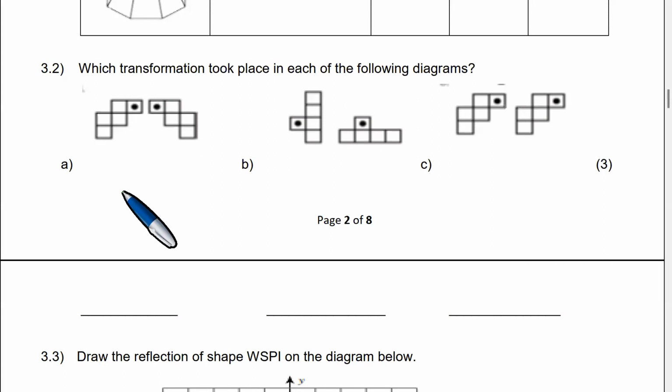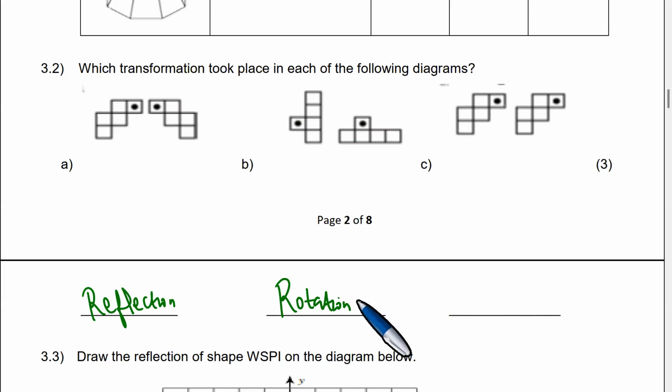Is it reflection? Excellent. It's called a reflection. This one. So rotation. Excellent. So it's just a rotation like that. Just a rotation. This one now. See. Translation. Please come again. Translation. It's called a translation. Well done.